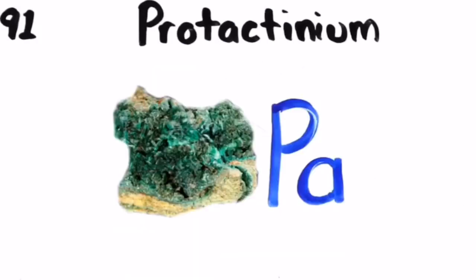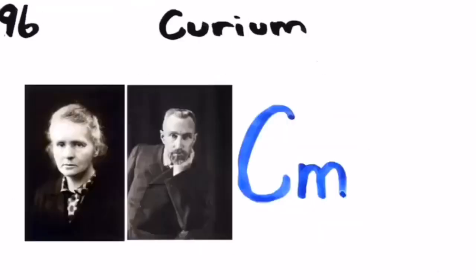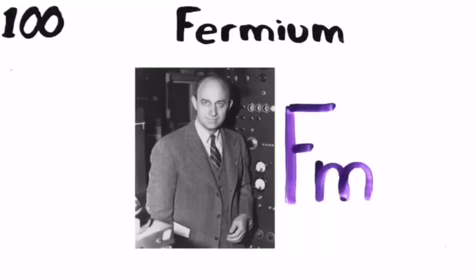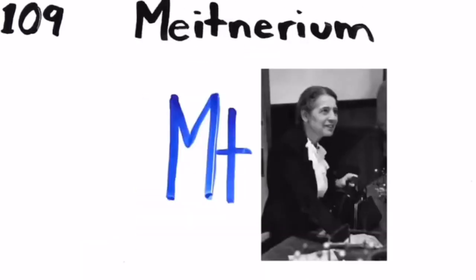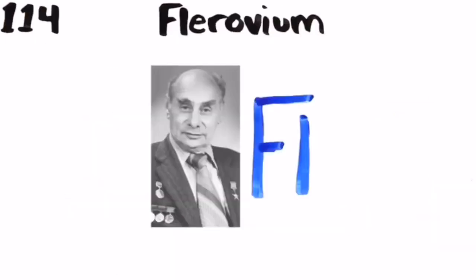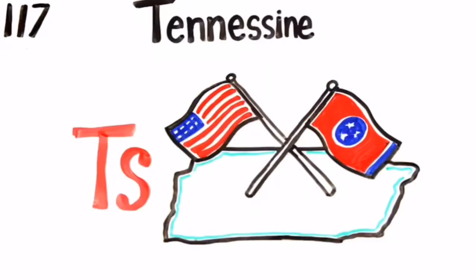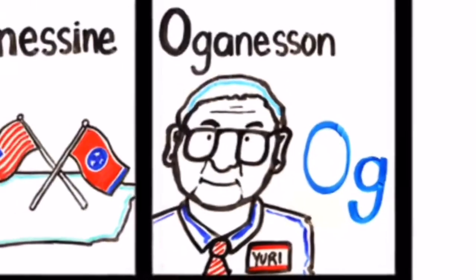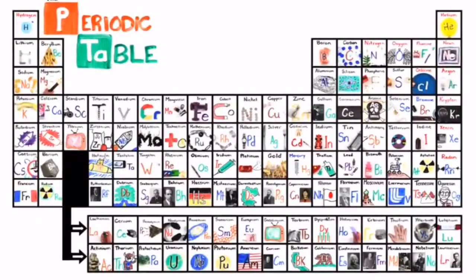Actinium, thorium, protactinium, uranium, neptunium, plutonium, americium, curium, berkelium, californium, einsteinium, fermium, mendelevium, nobelium, lawrencium, rutherfordium, dubnium, seaborgium, bohrium, hassium, meitnerium, darmstadtium, roentgenium, copernicium, nihonium, flerovium, moscovium, livermorium, tennessine, and oganesson, and then we're done.